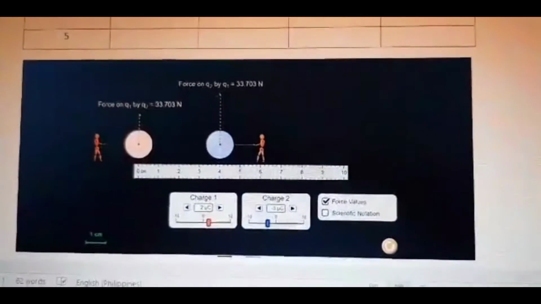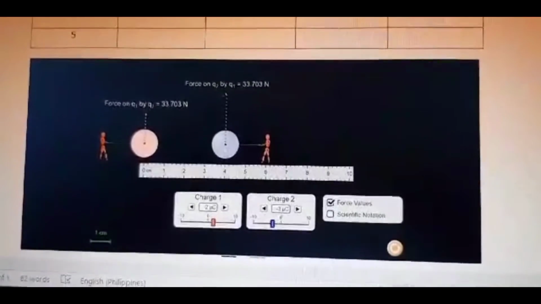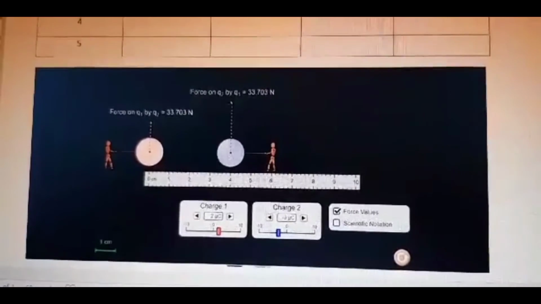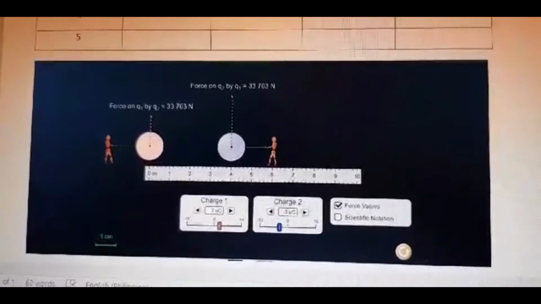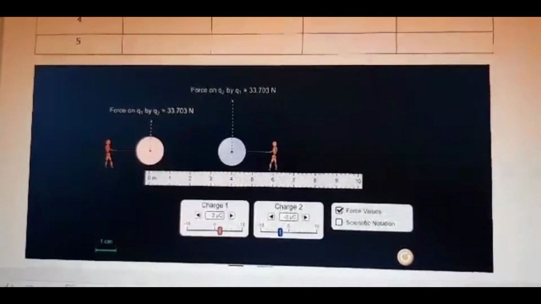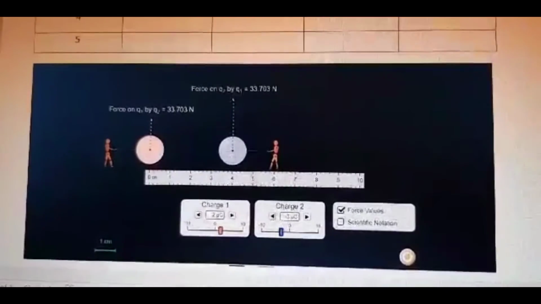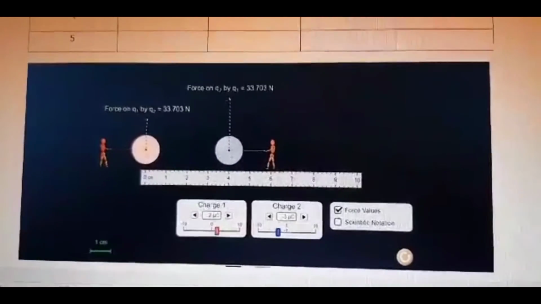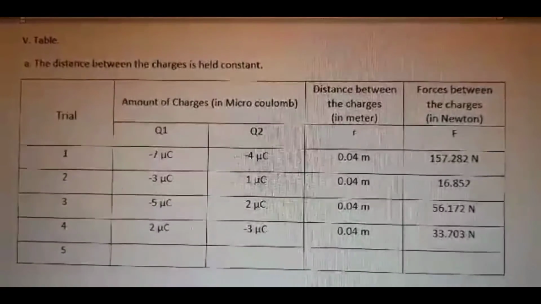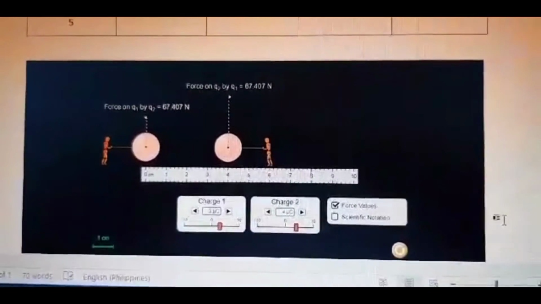Next, we have our fourth trial. This is our fourth diagram. As you can see from the diagram, Q1 is positive 2 microcoulomb and Q2 is negative 3 microcoulomb. Still, our distance is 0.04 meters. And for our force value, it is 33.703 newtons.